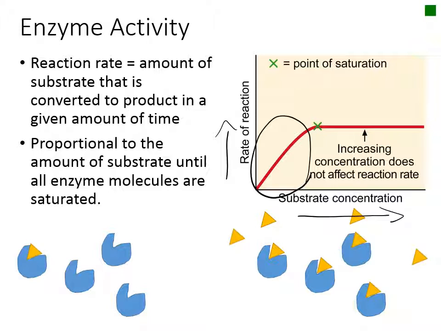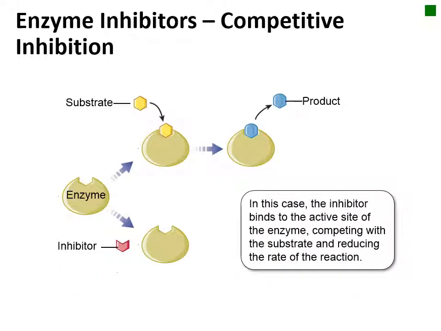As you increase your substrate concentration, you get to a saturation point where all the active sites of the enzymes are being used, so adding more substrate no longer speeds up the chemical reaction. The reaction rate of an enzyme can be influenced by other molecules which interact with the enzyme itself. Inhibitors are molecules that can decrease enzyme activity. There are 2 types of enzyme inhibition, competitive and non-competitive.